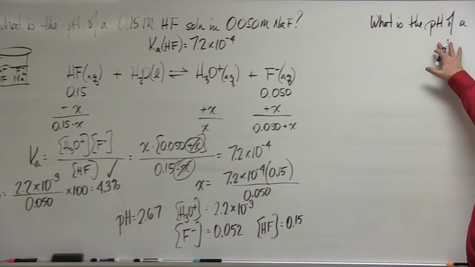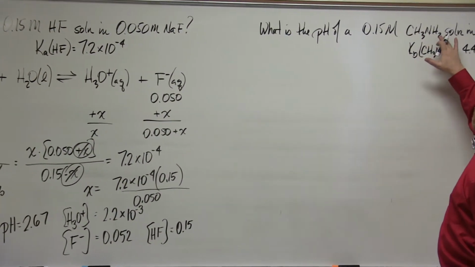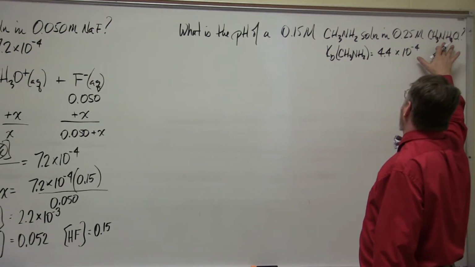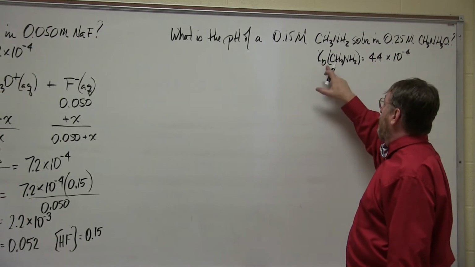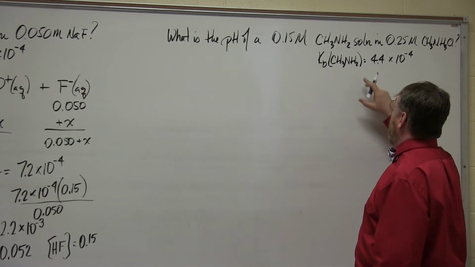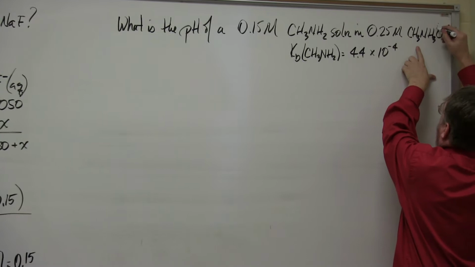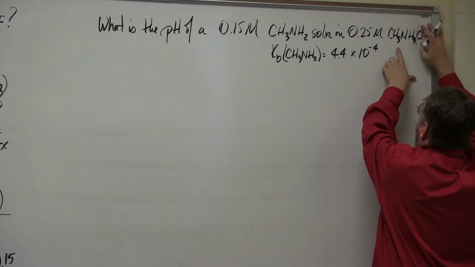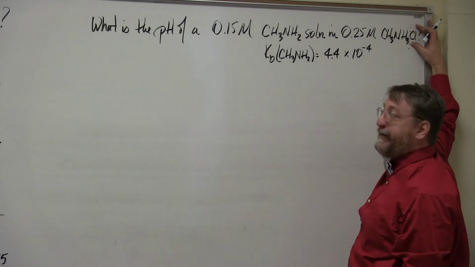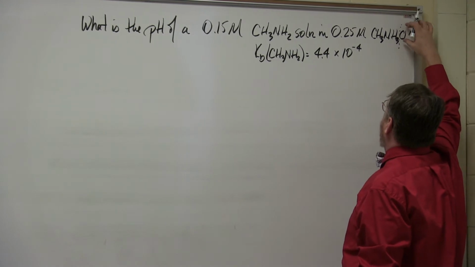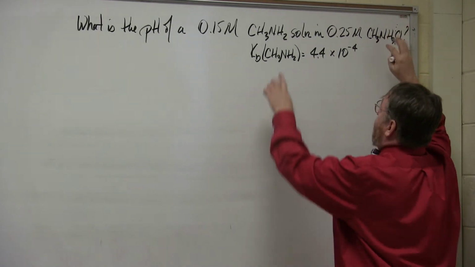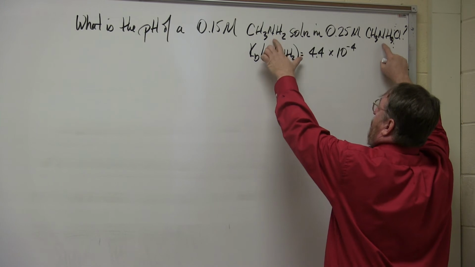Let's do one more of these. What is the pH of a 0.15 molar methylamine solution in 0.25 molar methylammonium chloride? We have the Kb of methylamine. I've got to be able to look at this and see that it's a salt. I break at the chloride, recognize that chloride comes from a strong acid, therefore it is a neutral ion. So I have a conjugate acid-base pair here.